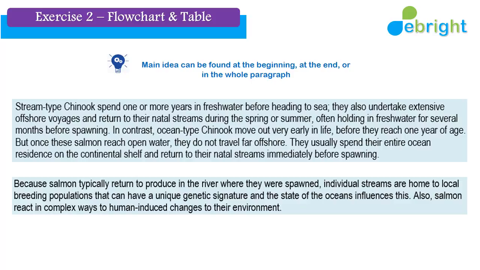Short paragraph 4. Because salmon typically return to reproduce in the river where they were spawned, individual streams are home to local breeding populations that can have a unique genetic signature, and the state of the ocean influences this. Also, salmon react in complex ways to human-induced changes to their environment. So, what human-induced changes to their environment? Let's see in the next paragraphs.